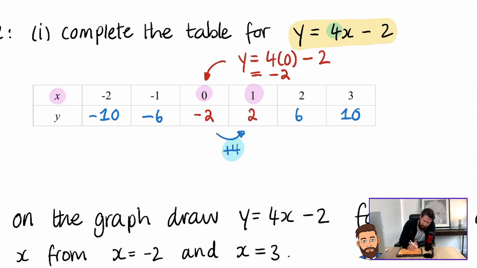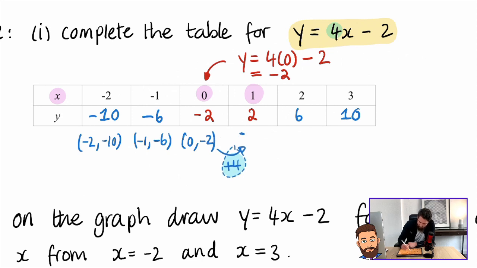So we've got coordinates now. We've got -2, -10, -1, -6, 0, -2. Just going to rub that out or move it even. Then we've got 1, 2, 2, 6, and 3, 10.